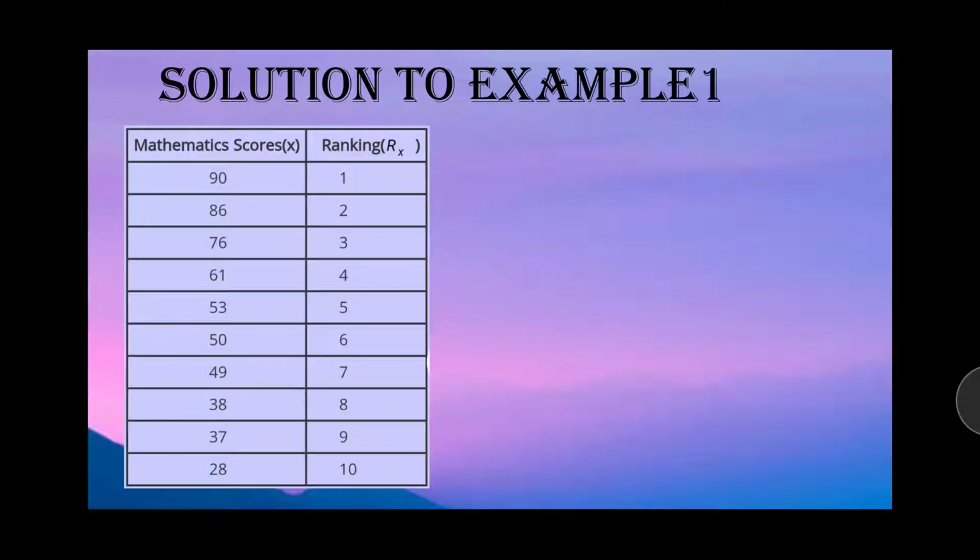So the first thing we are going to do is, all the variables we have over there, we are going to arrange them in descending order. You can see the mathematics score, we arrange it from the highest to the lowest, and we give them rankings. So 90 is the first position, followed by 86 second, 76 third, 61 fourth, 53 fifth, and so on and so forth. That's what we mean by ranking. We rank them from the highest to the lowest, that is in descending order.